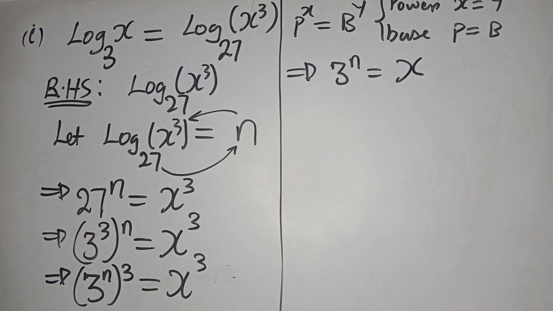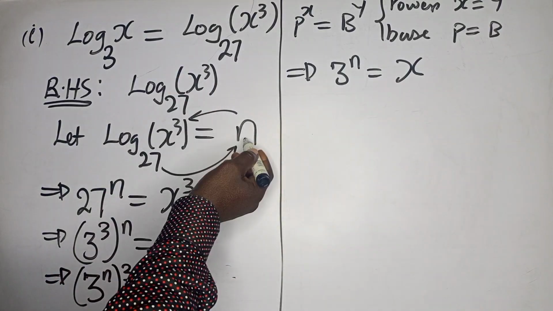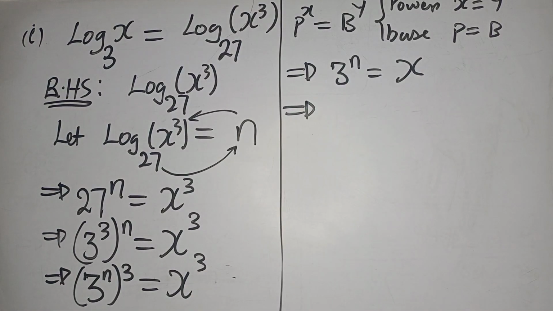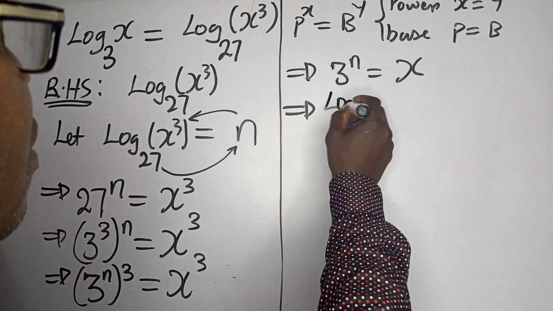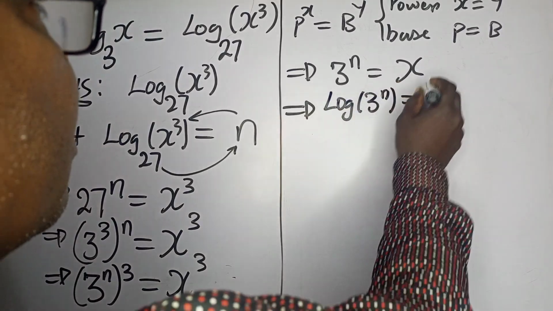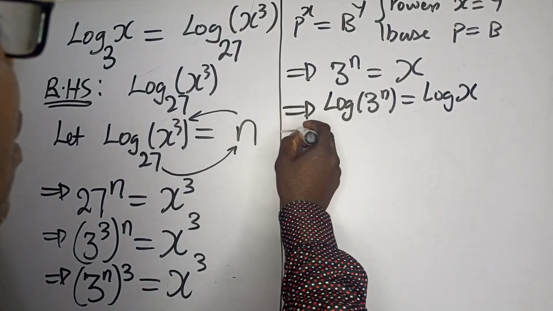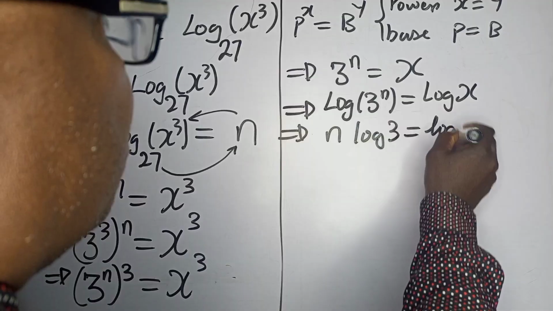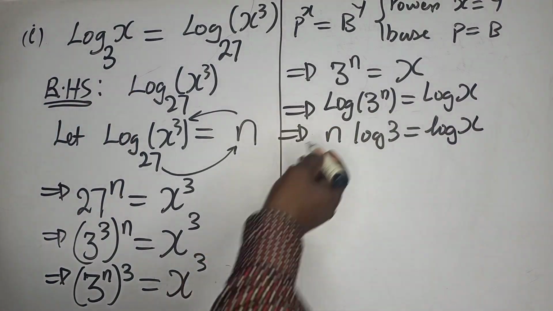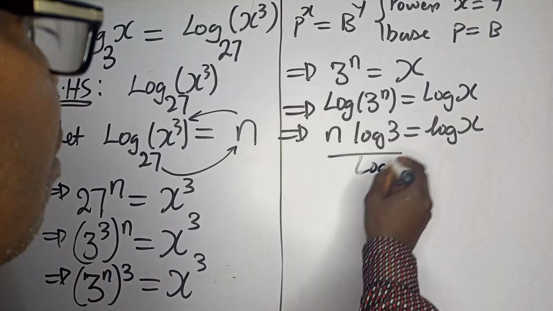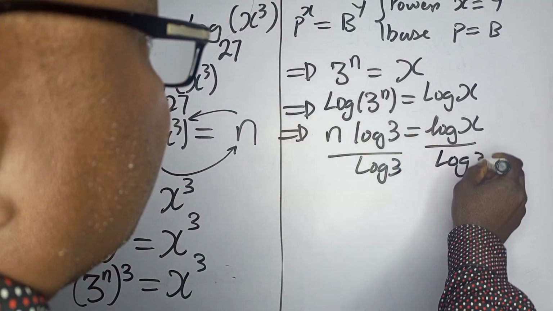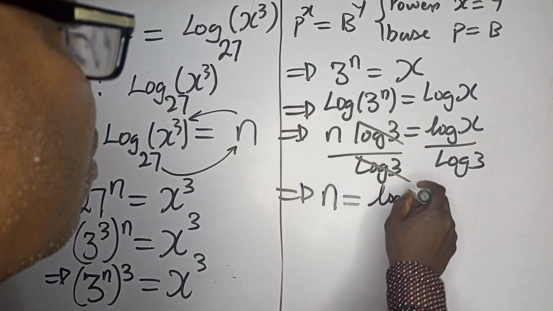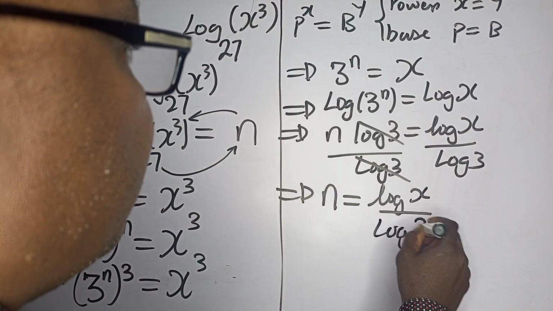Remember again, we want to solve for n. We're looking for n. We call all of this n. So we should solve for that n. The only operation that brings down the power in mathematics is taking logarithms. So we take logarithms of both sides: log of 3 to the power n, and also log of x. Applying the law of powers, it will become n log 3 is equal to log x. We're looking for n, so we divide both sides by log 3. Log 3 here cancels. It therefore means that n is equal to log x all over log 3.